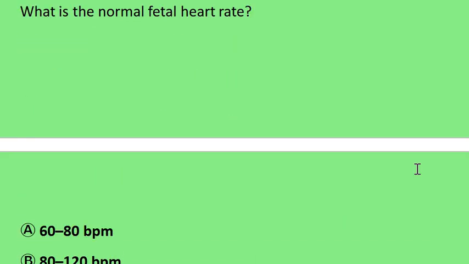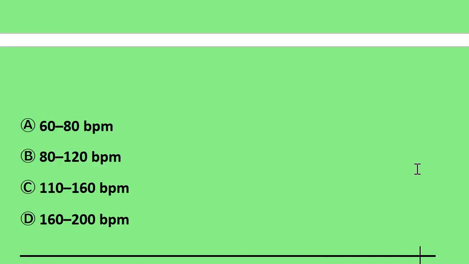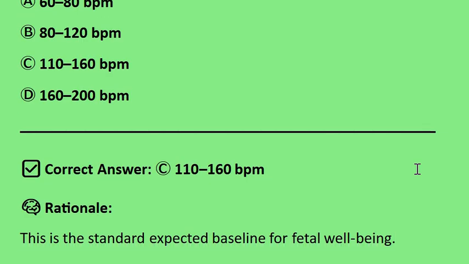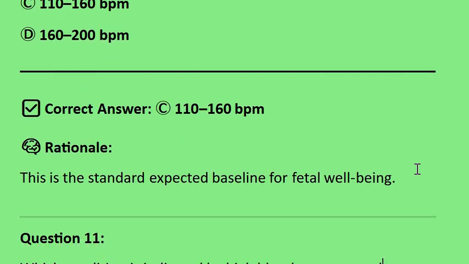Question number 10. What is the normal fetal heart rate? Again, I will say most important question for the exam. Read carefully, and if you are able to give the correct answer for this question, please share in the comment section. For this question, the correct answer is option C, 110 to 160 beats per minute. The rationale is this is the standard expected baseline for fetal well-being.